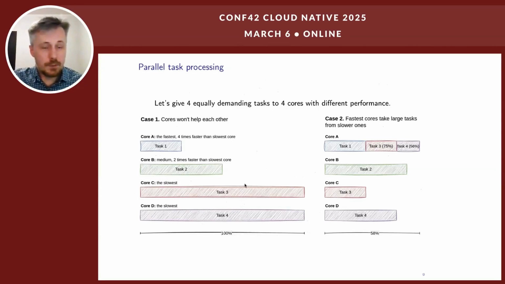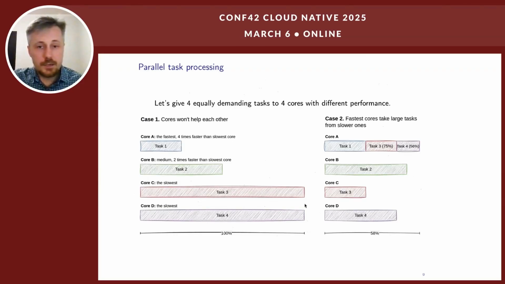And if we put equally demanding tasks on these cores, then we see that core A finishes its job very fast and will do nothing, and core B will finish a bit later and also will be idling, and we will have to wait for cores C and D to finish their tasks.